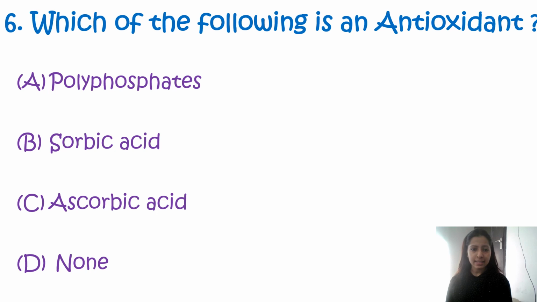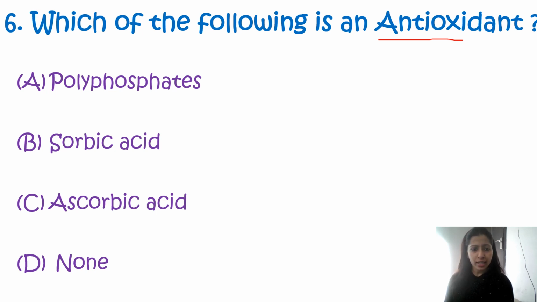Question number 6. Which of the following is an antioxidant? Option A, polyphosphates. Option B, sorbic acid. Option C, ascorbic acid. Option D, none of the options. So what are antioxidants actually? Antioxidants are naturally occurring chemicals in food that can serve as a defense against free radicals. So जो भी free radicals होंगे, antioxidants will act on them.